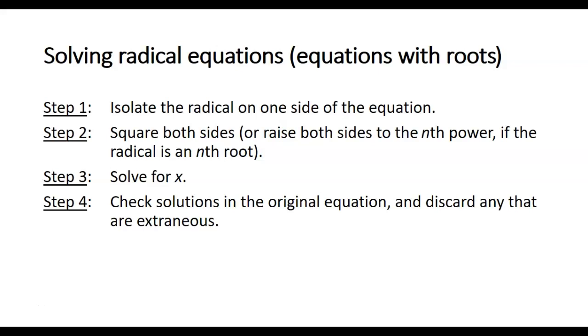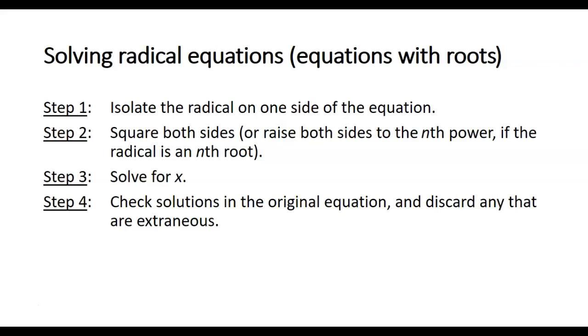Step 1, isolate the radical. Get it so that the square root is by itself on one side of the equation. So in that last example, we had to do that by subtracting 1 on both sides. Then once that square root is by itself on one side, the next step is to square both sides. If you had a cube root, you would cube both sides. If you had a fourth root, you would take both sides to the fourth power, whatever it takes to undo the root.